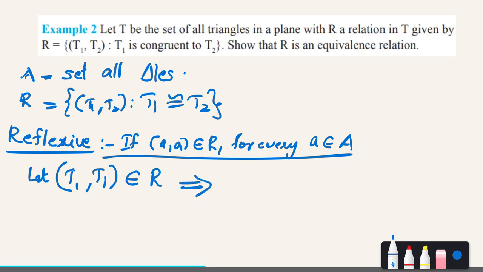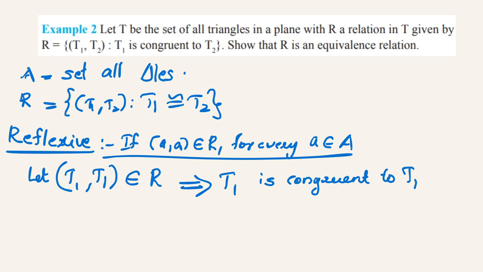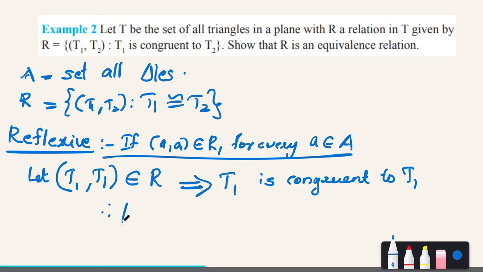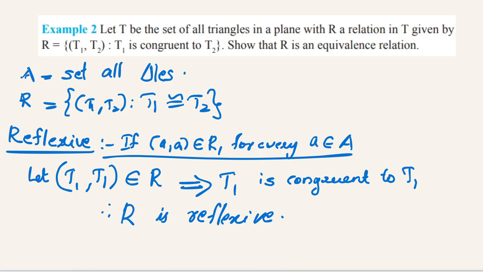If (T1, T1) belongs to R, what can we say? T1 is congruent to T1. Every triangle is congruent to itself. So we can say R is reflexive, since every triangle is congruent to itself. Therefore, we can write R is reflexive. I hope you understood this, right? That is how to check the condition of reflexive.